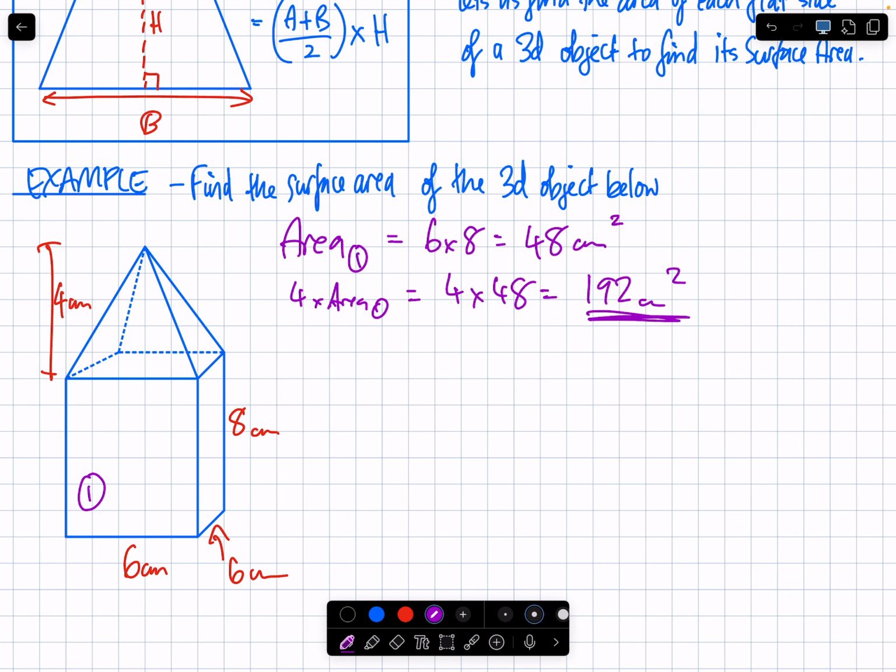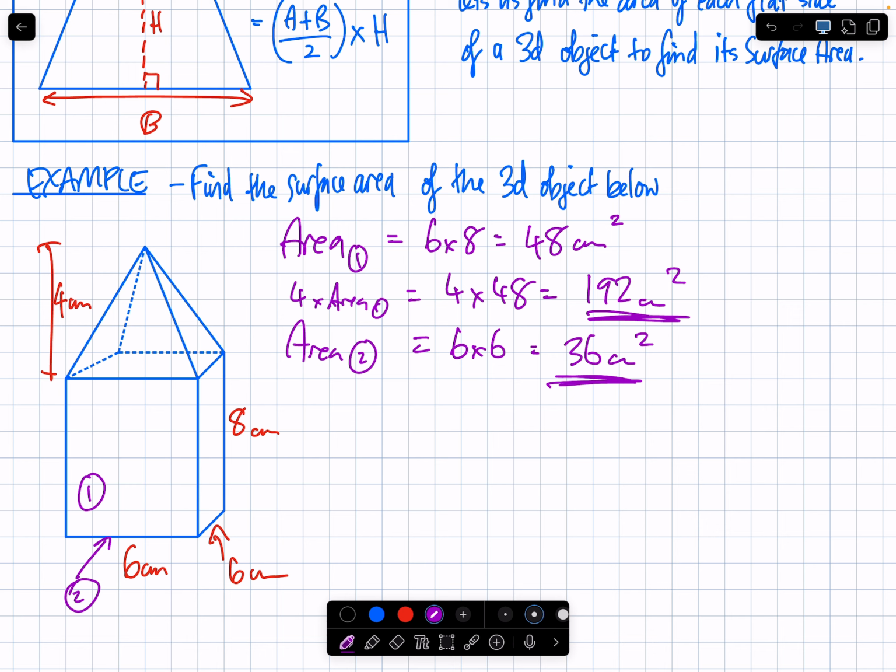Someone else from that desk. Let's call the square under the bottom 2. What's the area of 2 going to be? 6 times 6, which is 36 square centimeters. I'll underline that because there's only one of those.